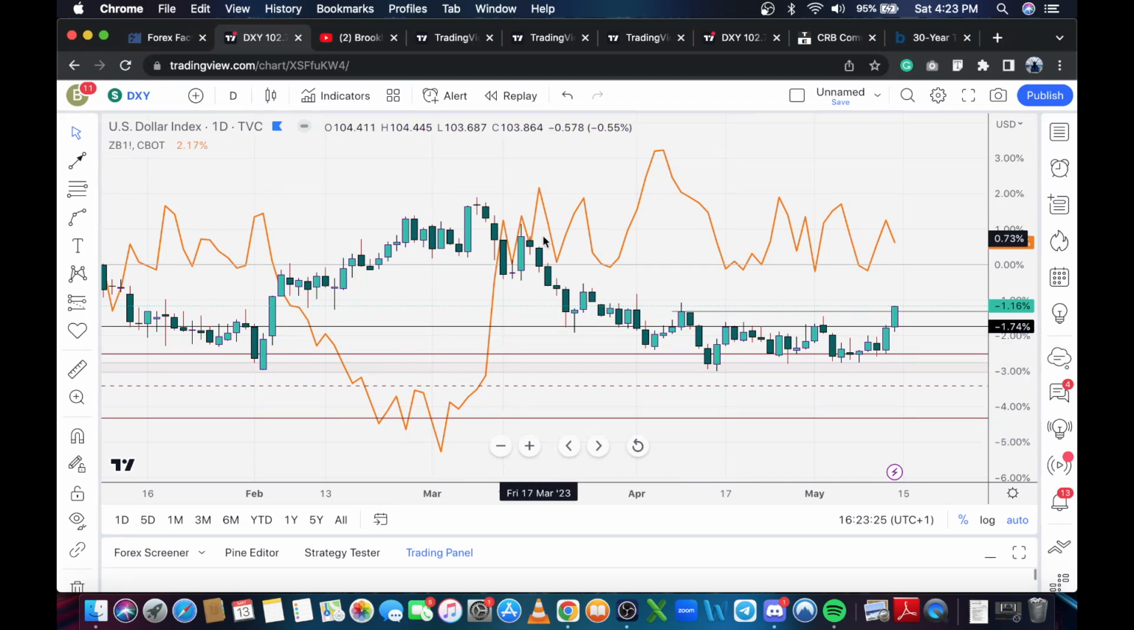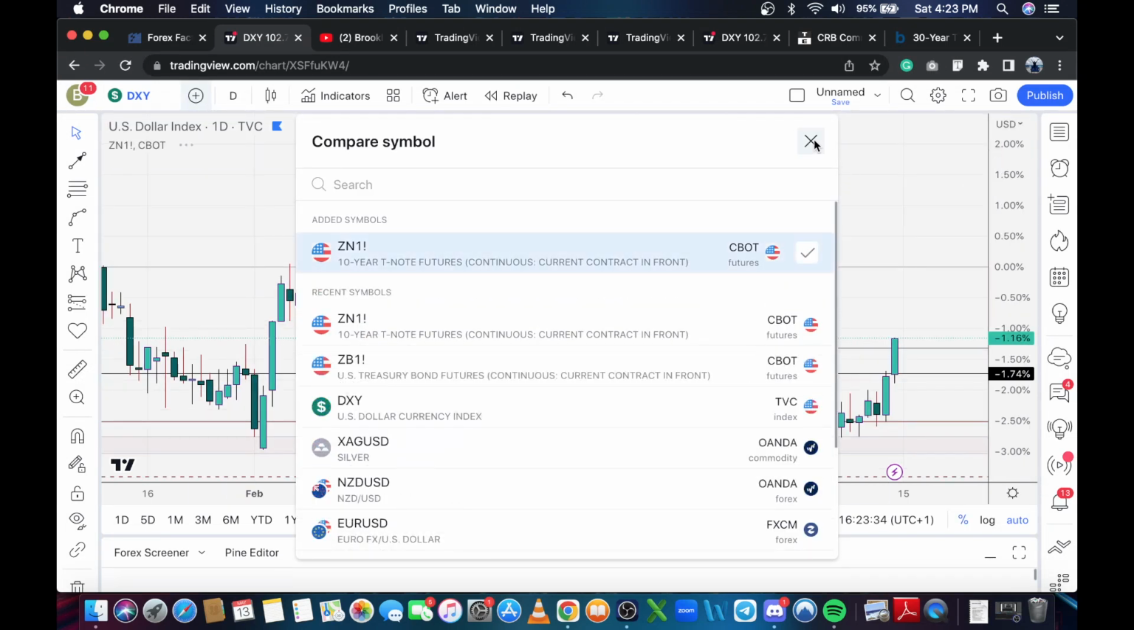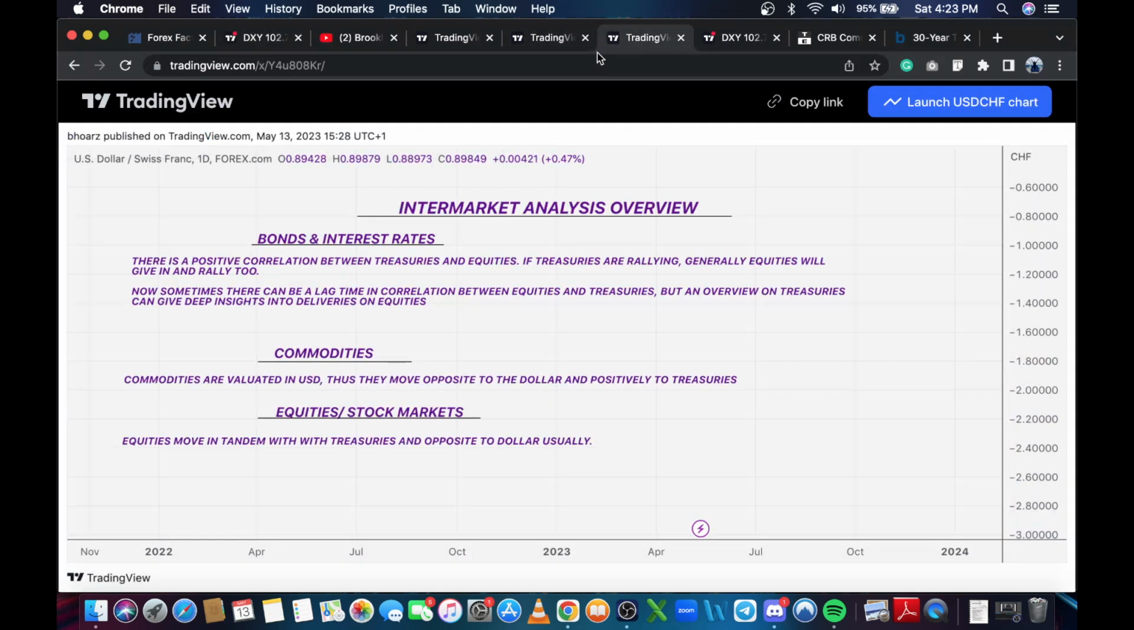Decline here, rally there. If you do the same thing with the 10-year, when the dollar is declining, bond prices are rallying. And I think actually, let's just quickly revisit.